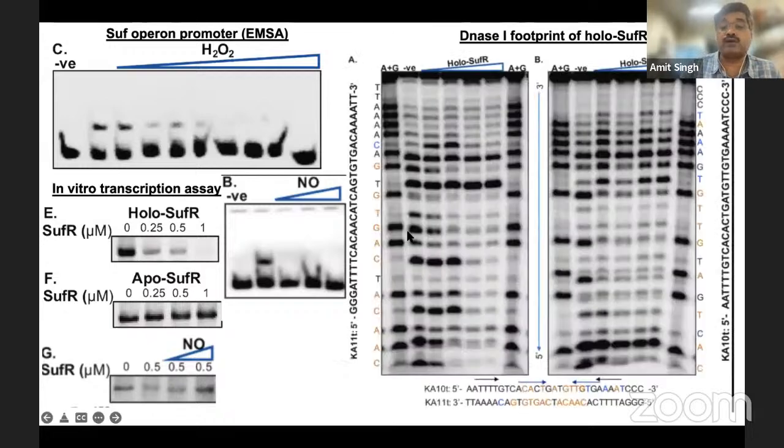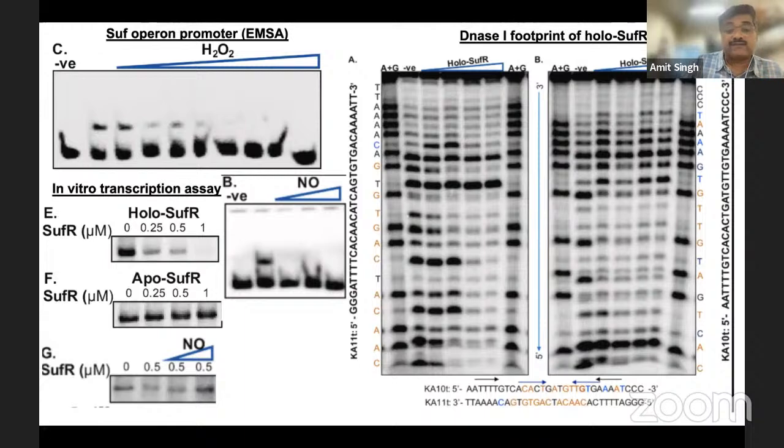We also did a DNase I footprinting assay with the same promoter fragment. And here also you can see that as compared to the lane which does not contain SufR, if you keep increasing SufR, you see a nice footprint here on both strands. And we were able to find a perfect palindrome to which SufR binds. We have done experiments where we mutated these inverted repeats, and we found that DNA binding is lost.